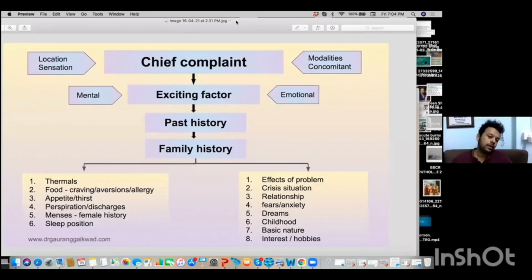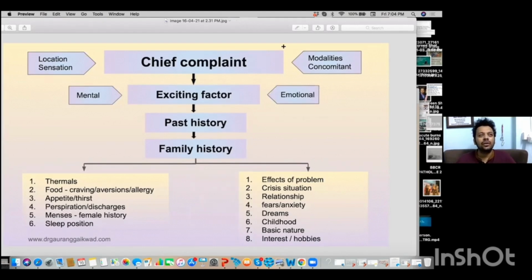In this map are areas in the case that we need to go step by step. I will tell you how to apply this map in your case taking. You can often sit with this map when you're taking a case so that you don't miss out on something, at least initially when you start the cases. There are many things which are not there in this map as well that we will talk about.